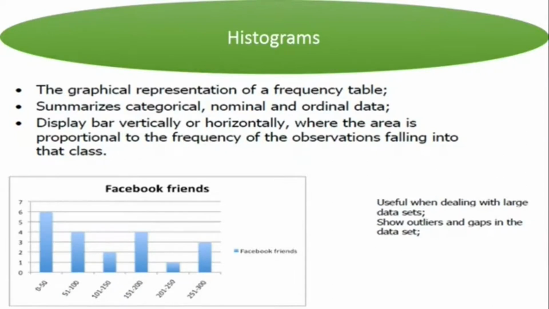The first class is 0 to 50 friends on Facebook. The second class is 51 to 100 friends, and so on, as you can see on the graph. The histogram represents the frequency, so that the area of every band is proportional to the frequency of its class. It is most useful when dealing with large data sets, to show outliers and gaps in the data.